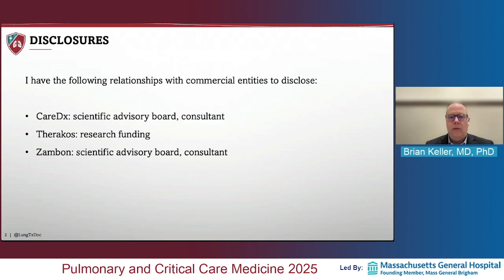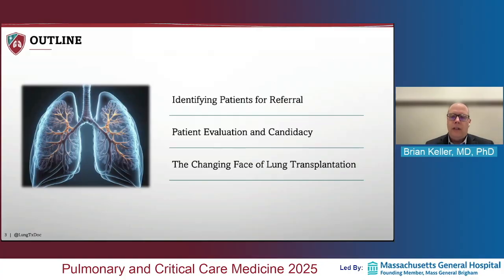These are my disclosures, none of which are directly related to today's presentation. So over the next 30 to 40 minutes, we'll be talking about how to identify patients for referral for lung transplantation. And then we'll talk about the candidate evaluation and determination for candidacy that we use here at Mass General, but it also is pretty much similar at other institutions. And then finally, I'd like to spend the last few minutes talking about the changing face of lung transplantation, particularly as it relates to changes in the recipient demographics.